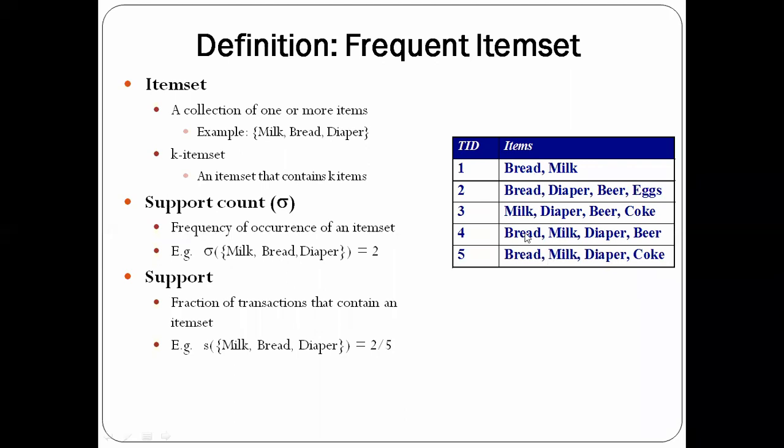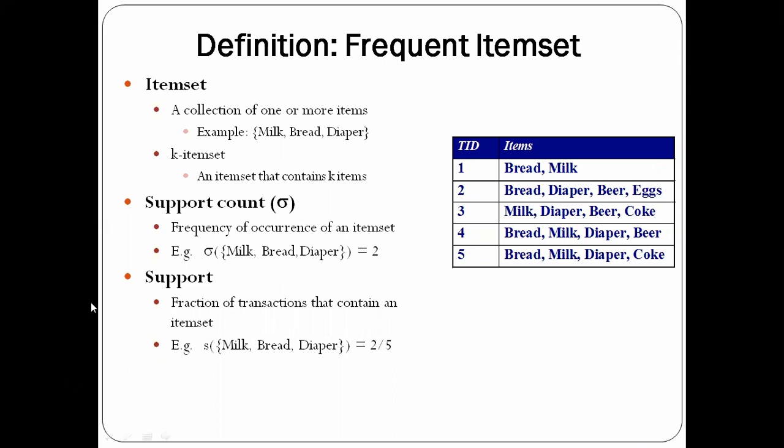So it is present in 1, 4, 5. That is three. In three transactions it is present. So the support count of bread and milk is 3. Support count is nothing but in how many transactions the item set occurs. That specifies the support count. It is the frequency of occurrence of the item set.